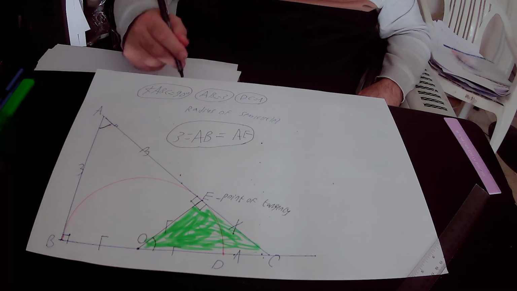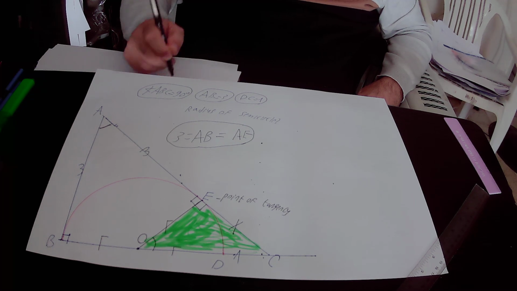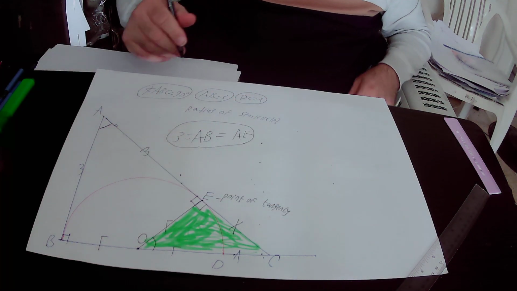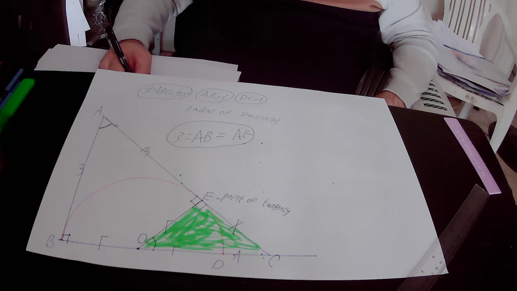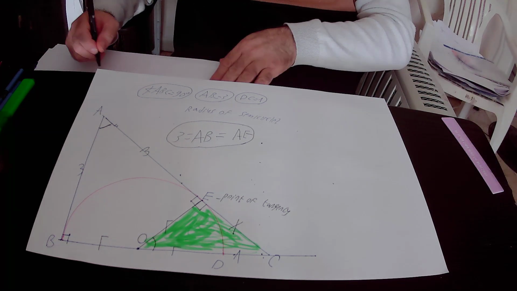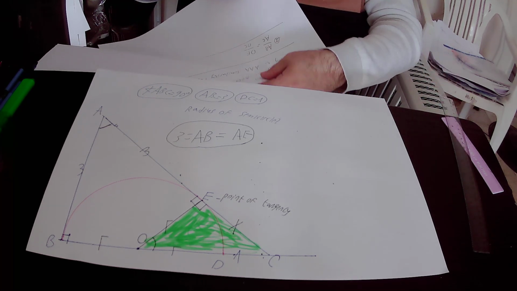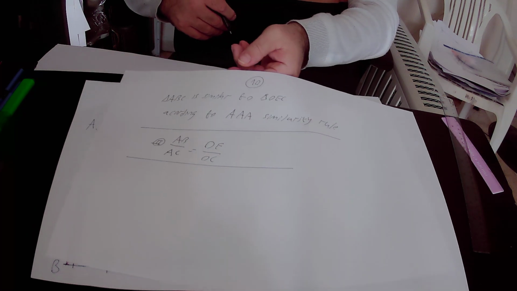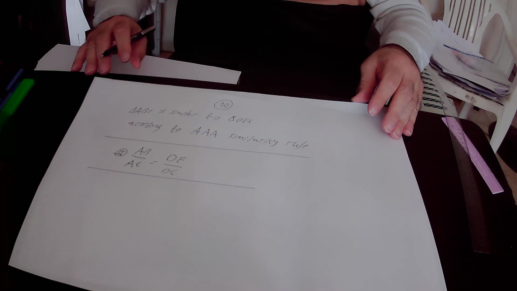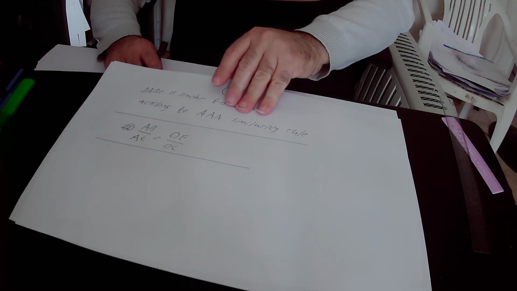So from the fact that triangle ABC is similar to the green triangle, triangle OEC, we will conclude that AB over AC in triangle ABC equals OE over OC in triangle OEC. I will repeat again. From the fact that triangle ABC is similar to triangle OEC, we will conclude that AB over AC equals OE over OC. Okay.